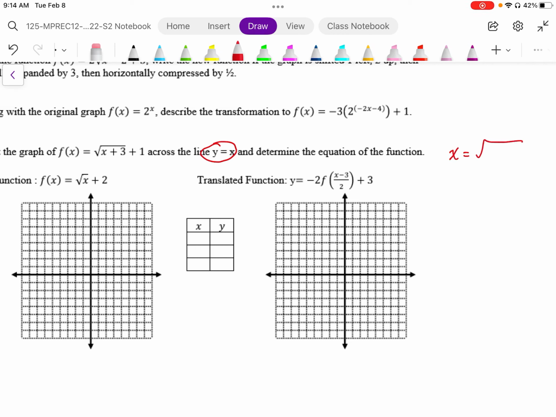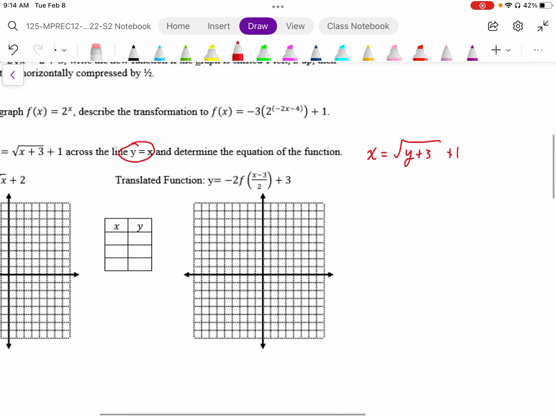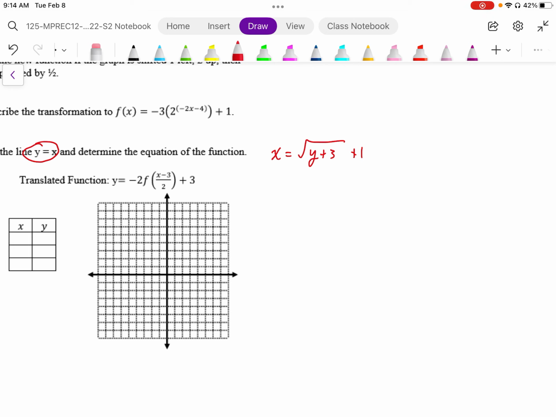x is equal to the square root of y plus 3, plus 1. That's an inverse function, so I'm going to then solve for y. So I get x minus 1. I'm going to square both sides. I end up with y plus 3. So my equation then becomes (x minus 1) squared plus 3.